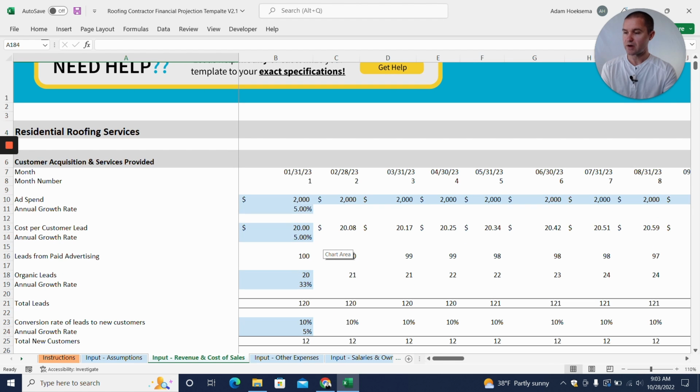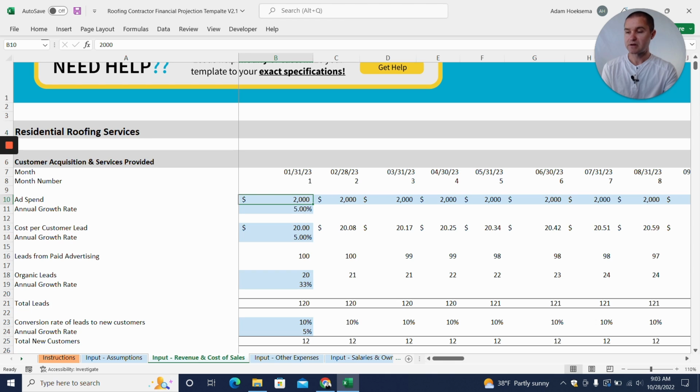And here we've got our residential roofing services. So we've kind of got this split between residential and commercial. And so we assume that if you only do commercial or you only do residential, what you can do is just zero out the assumptions for residential if all you do is commercial work, or vice versa. In this example, we're going to assume you do a bit of both. You do some residential and some commercial work.